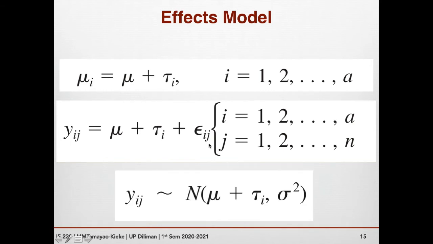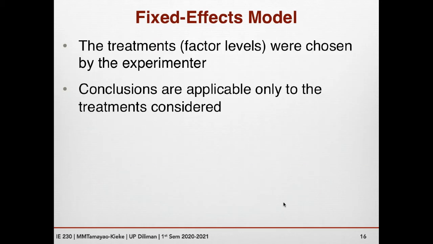Of course, let us remember that the assumption here is that our y sub ij is normally distributed with the mean mu plus tau sub i and variance sigma squared. Also take note that in the fixed effects model, we actually chose the treatments. We chose the factor levels. The experimenter specifically chooses the factor levels, and therefore the conclusions that you will be able to derive from the fixed effects model and the corresponding analysis are going to be applicable only to the treatments that were considered.